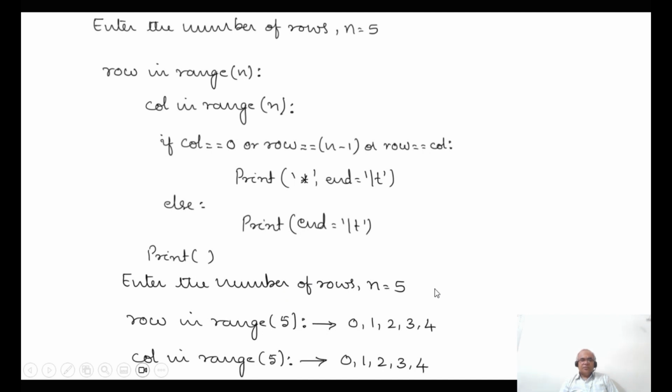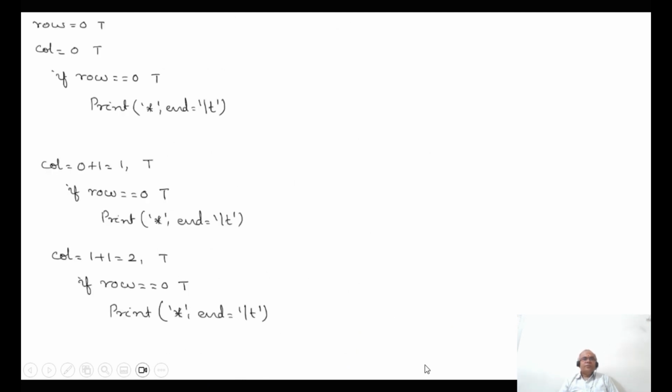Of course, this is the one we are considering. Enter the number of rows, n is equal to 5, row in range 5 means it will be 0, 1, 2, 3, 4, column in range 5 is equal to 0, 1, 2, 3, 4, again 0, 1, 2, 3, 4.